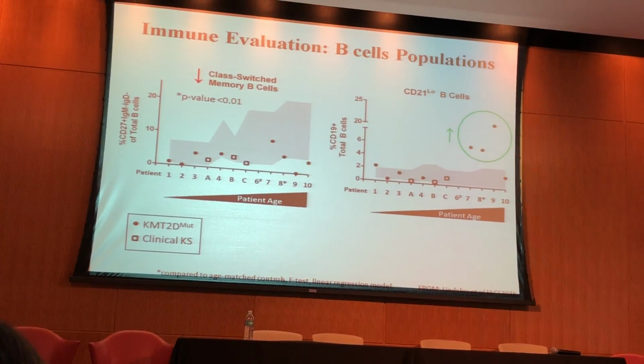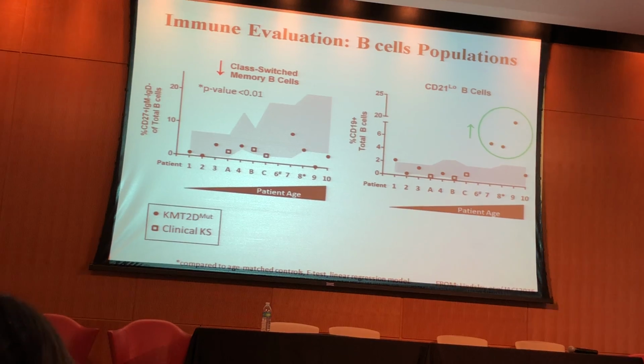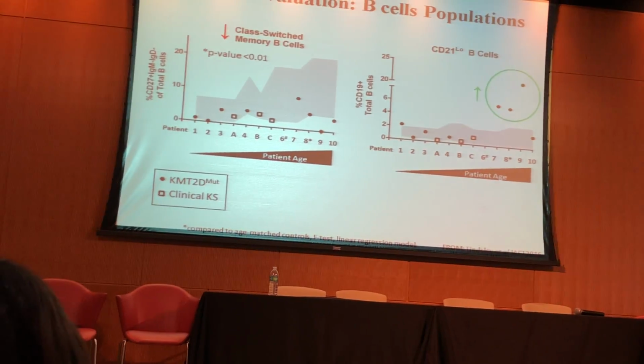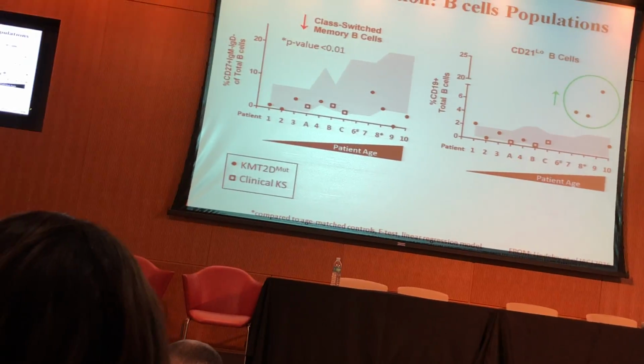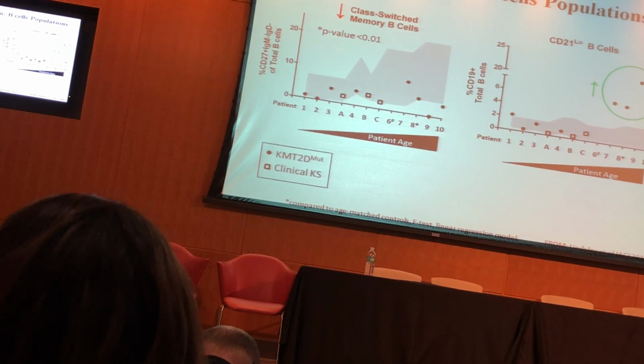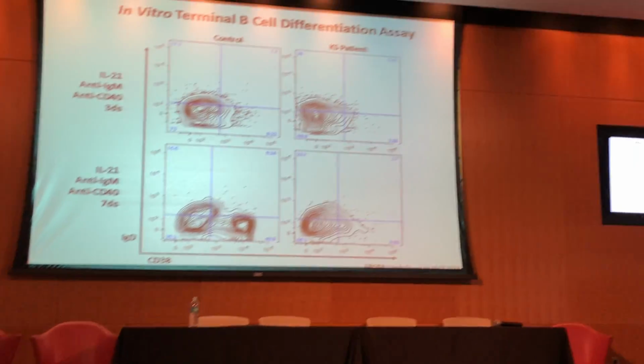And it's a marker for common variable immune deficiency, which is one of the most common forms of humoral immune deficiency we see in patients across the board, not just Kabuki syndrome.